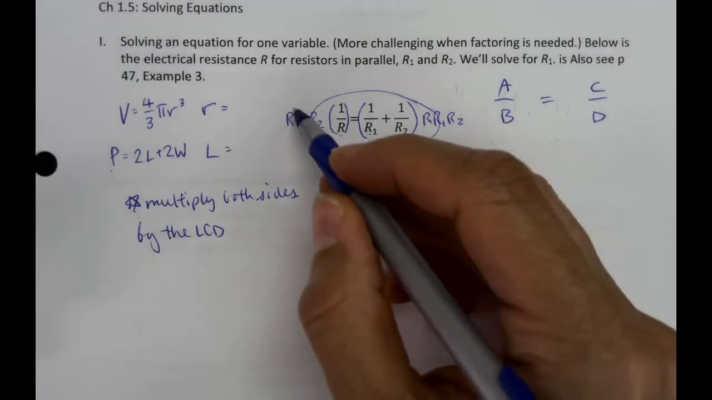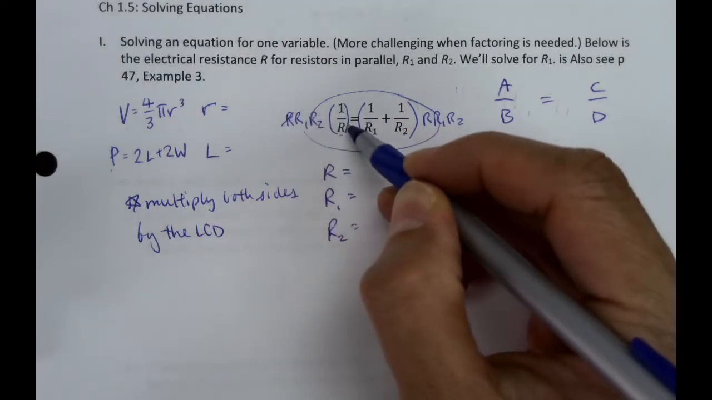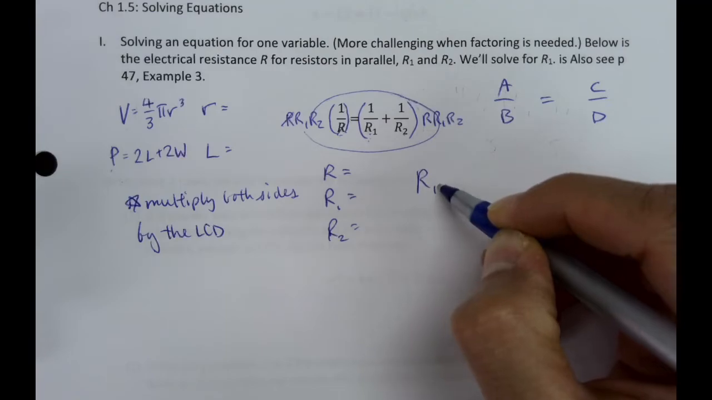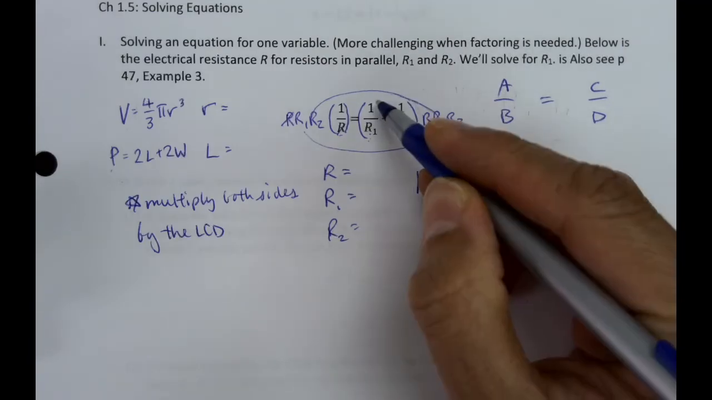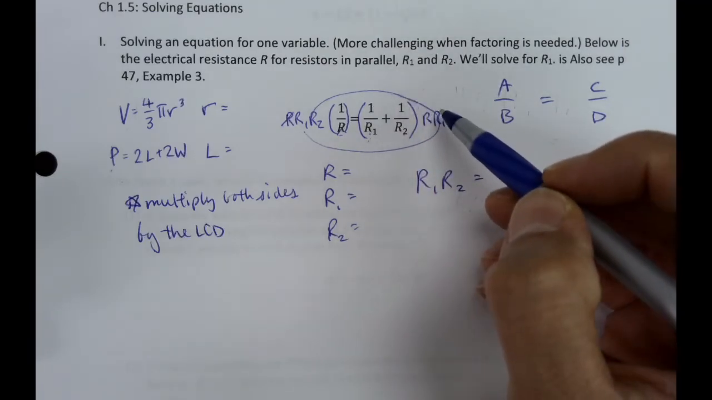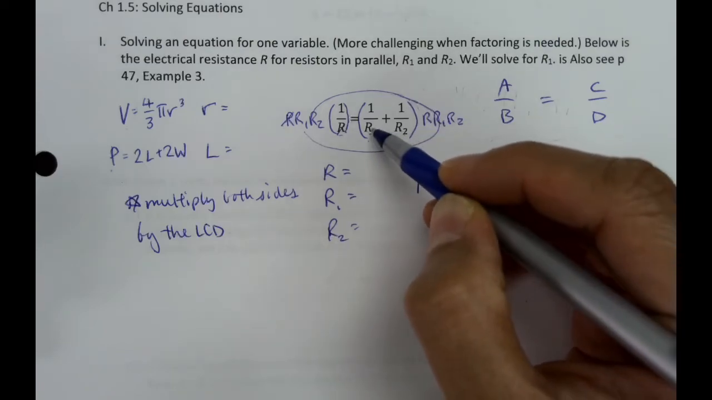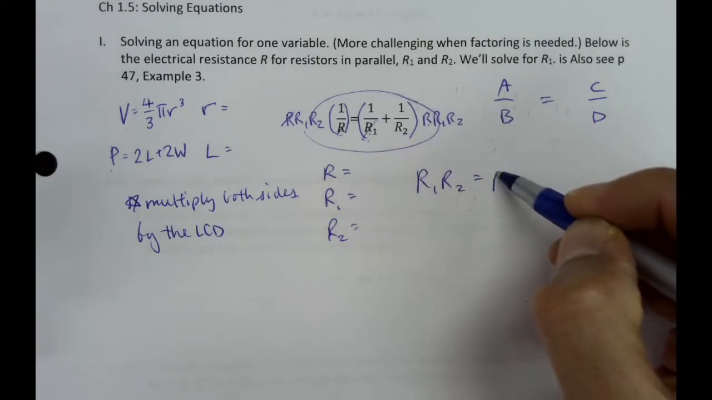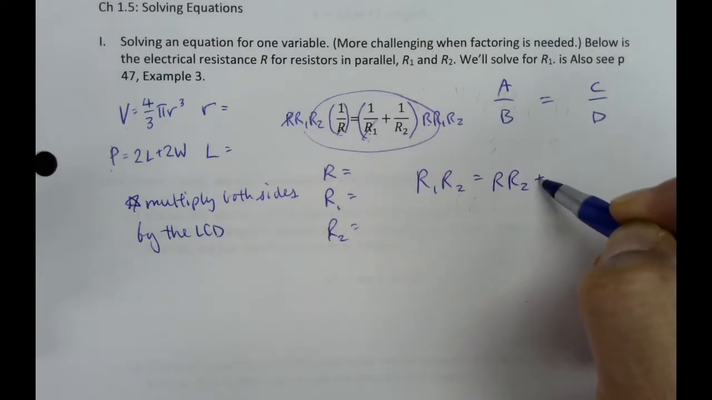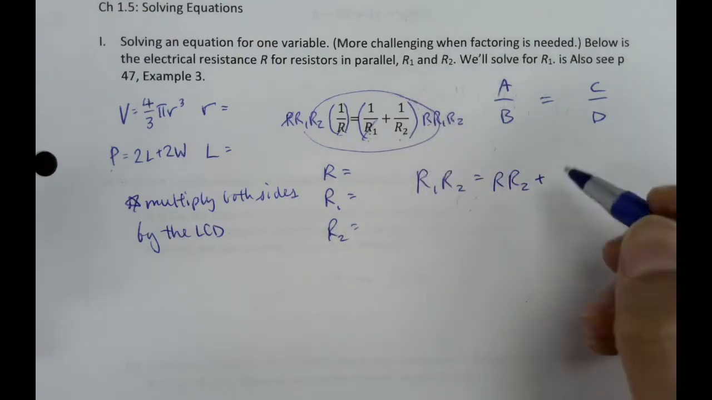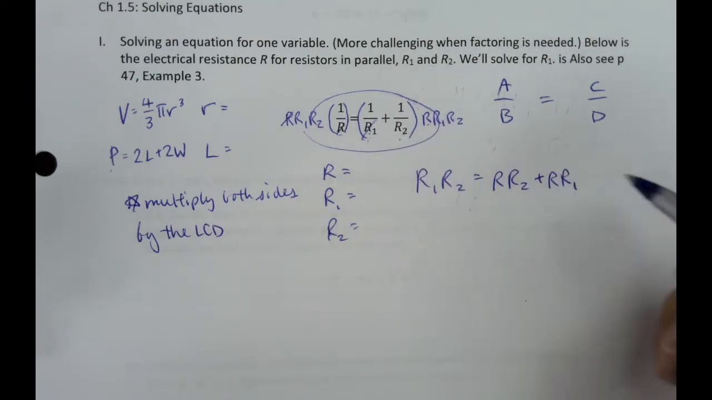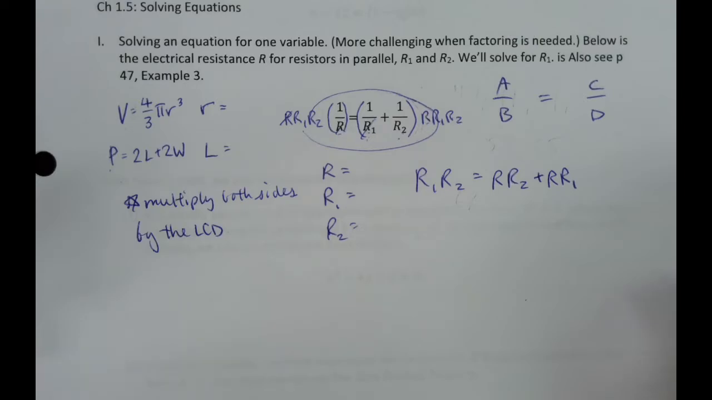So then the left side, the r's cancel out, and I simply have r1, r2. And then on this side, we'll distribute. So for the first term, r1 cancels out, and I have r2, plus over here r2 cancels out, and I have r1.